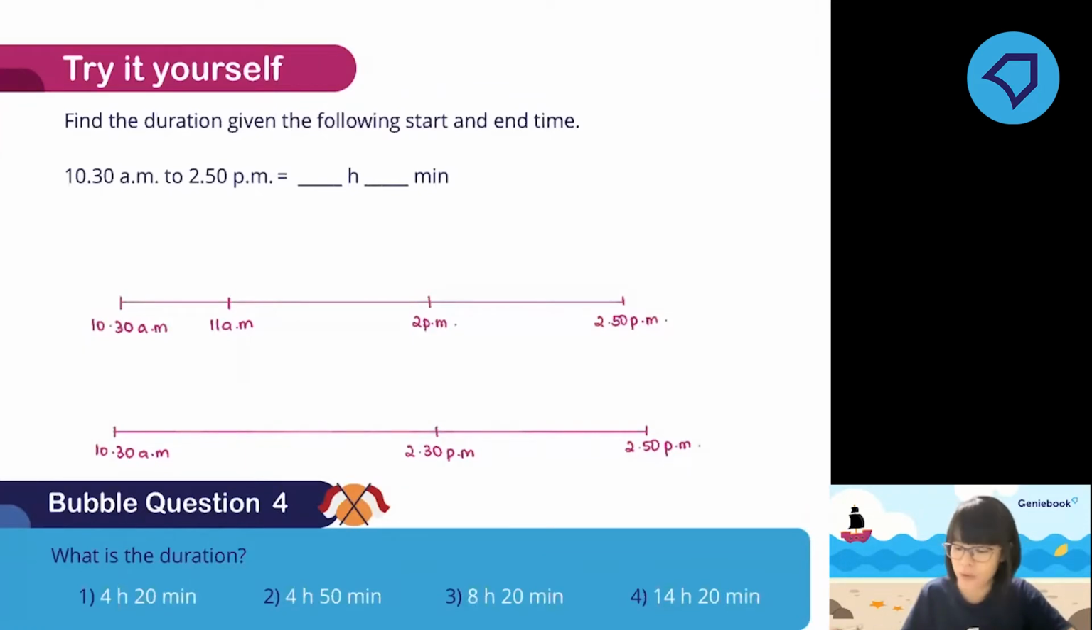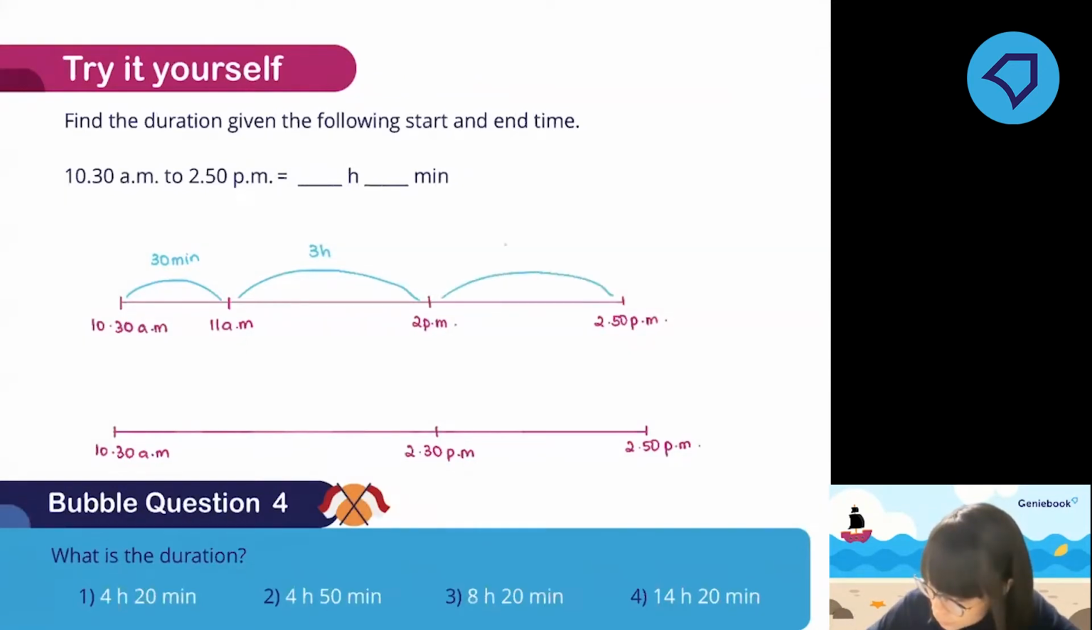So this one over here from 10:30 to 11 a.m. is actually 30 minutes. Correct? Okay, from 11 a.m. to 2 p.m. we know 11, 12, 1, 2. It is 3 hours. Okay, and then from 2 p.m. to 2:50 is actually 50 minutes. When you add the timing together, this will give you 3 hours and 80 minutes.